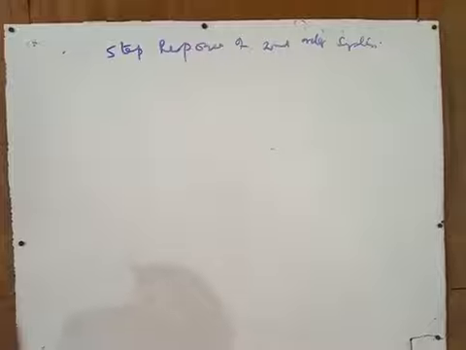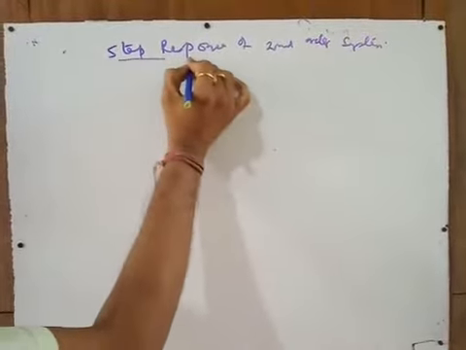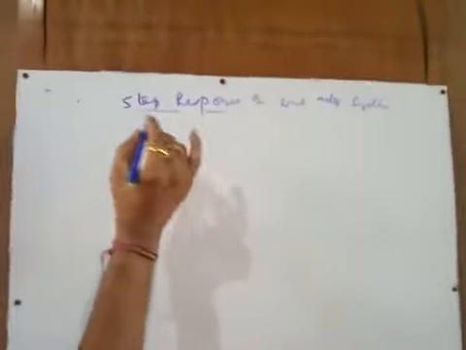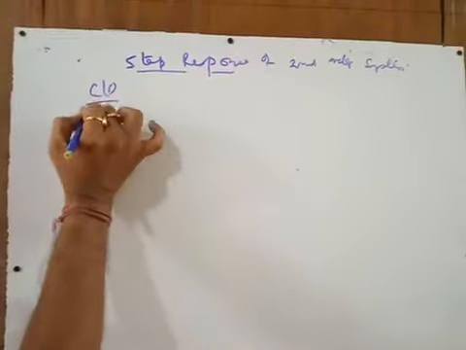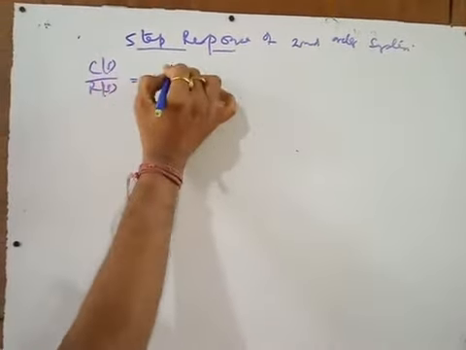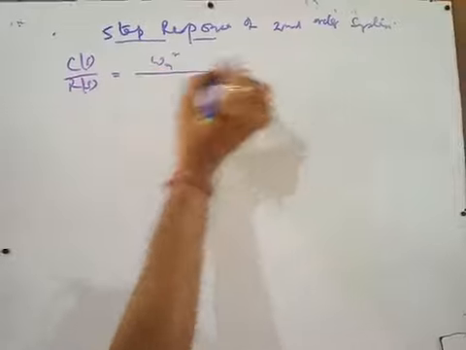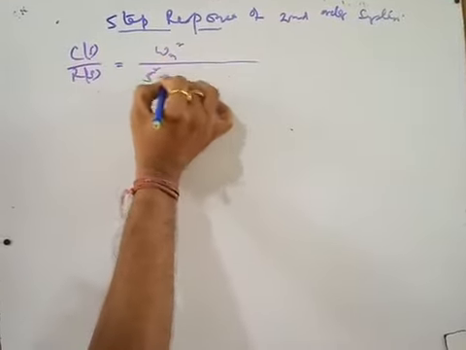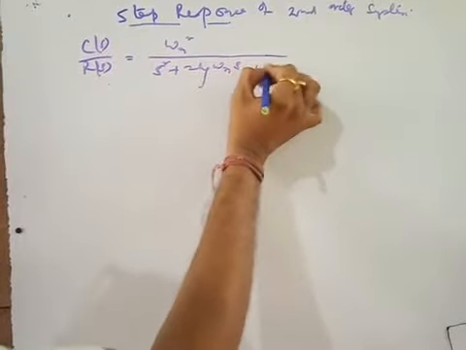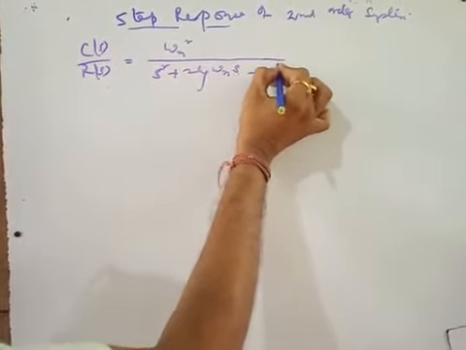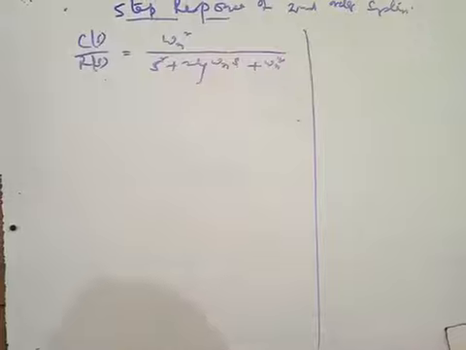In this part we will discuss the step response, that is, the mathematical formulation of the step response of a second order system. Now we know the second order system transfer function, so we can write directly C(s)/R(s) is equal to omega n square by s square plus 2 xi omega n s plus omega n square, right?